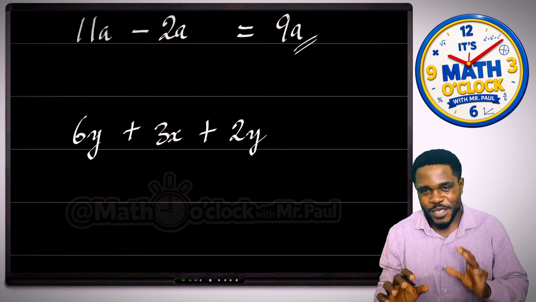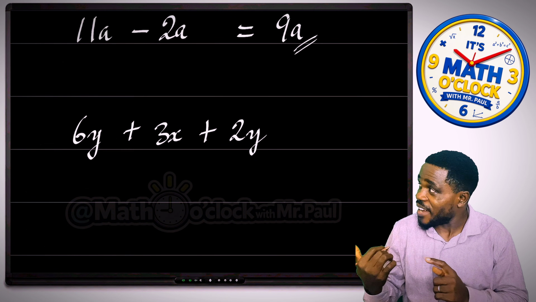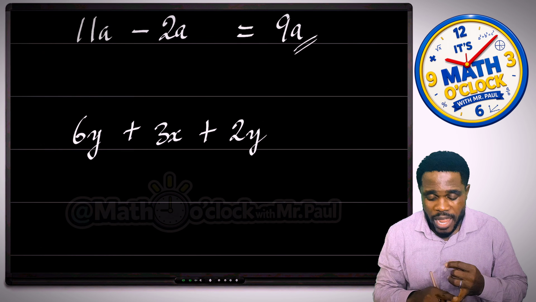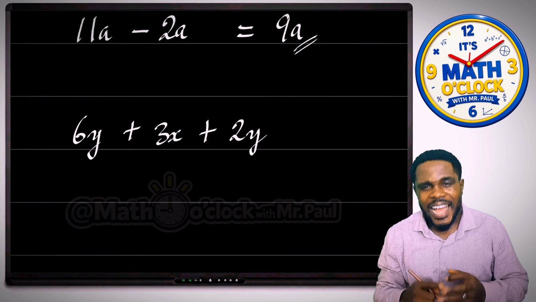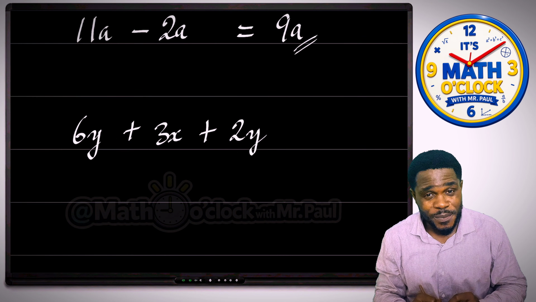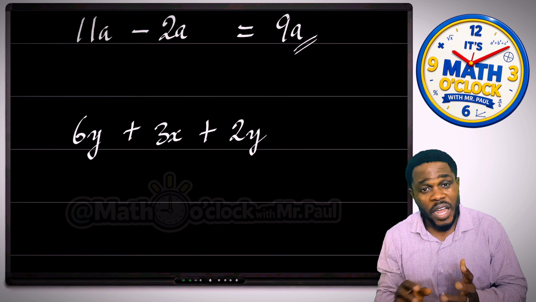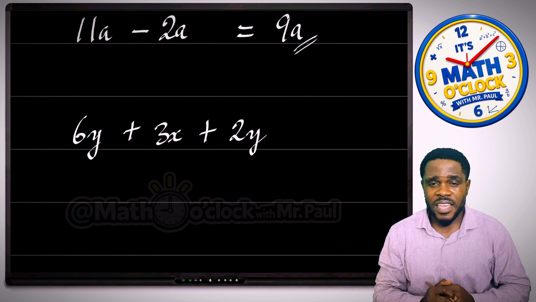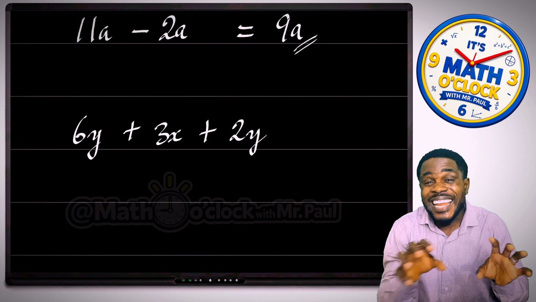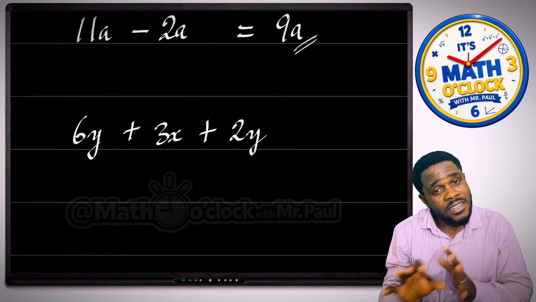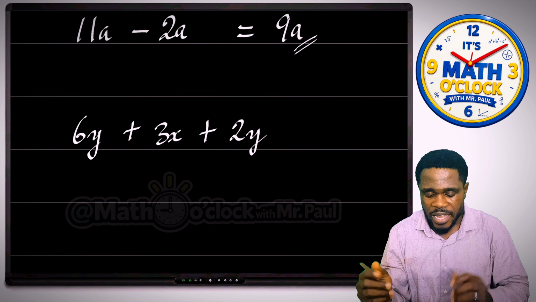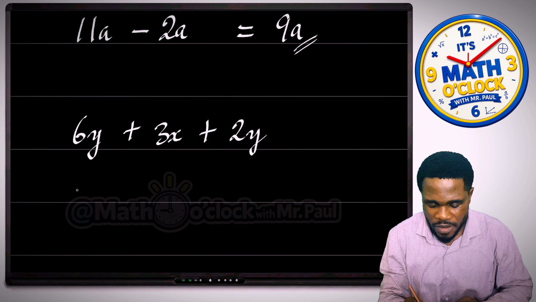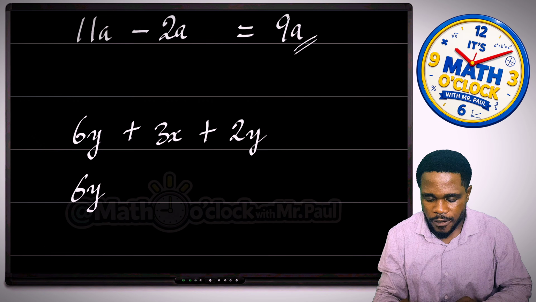It's becoming interesting now. If you look at what we have there closely, we have 6y plus 3x plus 2y. Are the variables all the same? Beautiful, the variables are not all the same. So you are going to group like terms and unlike terms. Okay, so let's collect those that are like. We have 6y, so you have here 6y.